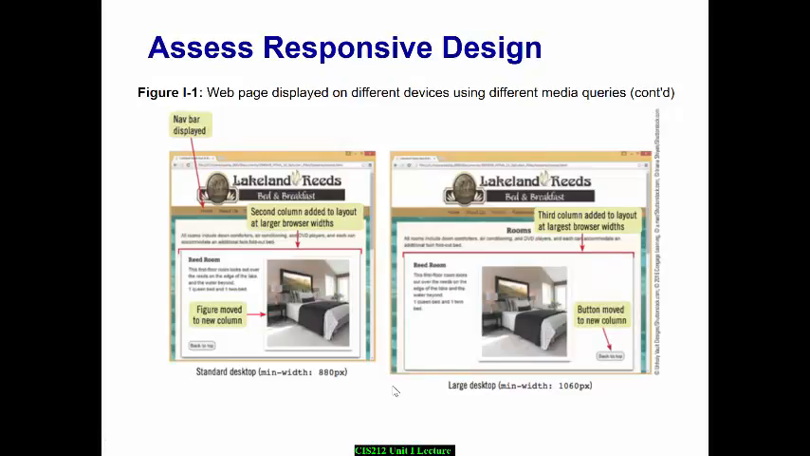And these are web pages displayed on different devices using media queries, but now we're talking about desktop, so a small screen like a laptop versus a large screen. And so here we're saying the second column added to the layout. Another column was added with the picture, so instead of scrolling down to see the picture, now we have two columns. And then here, if you notice, now there's a third column added based on the larger width. And you see how the wider the screen gets, the more roomy it's becoming.